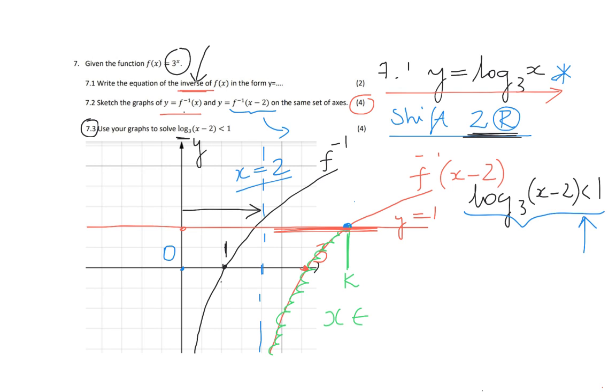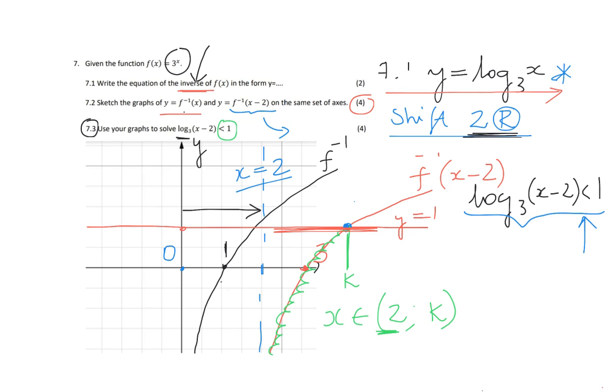Well, that interval must be from this k to the left. Okay, how far to the left? Well, it's only to 2. That's why moving that asymptote was so important. So it goes from 2 to k. I cannot include 2 because the asymptote is not included. k is not included because of the sign of inequality.